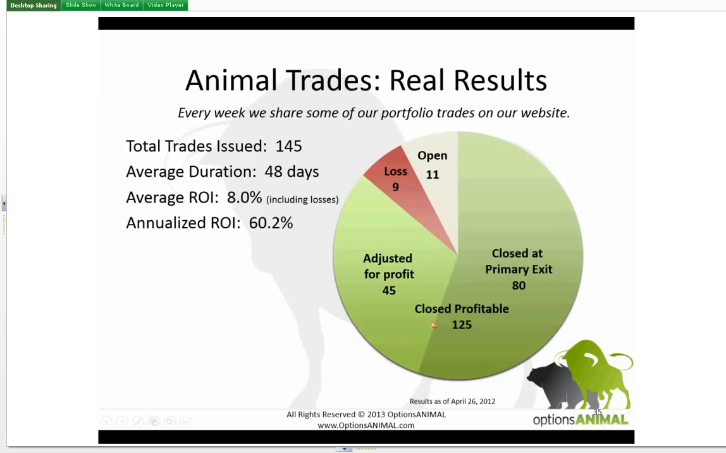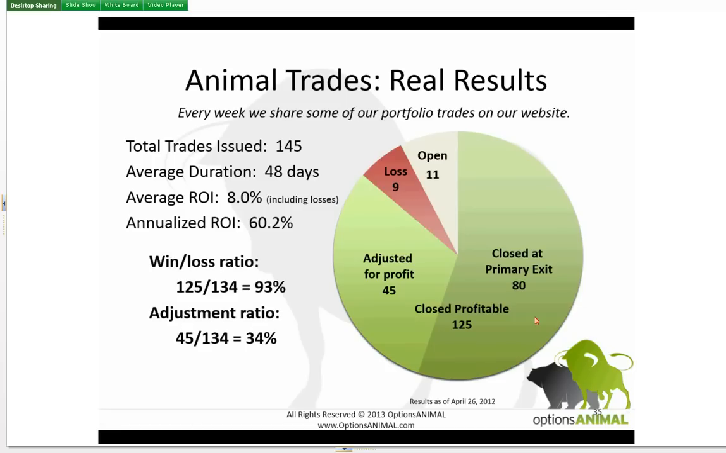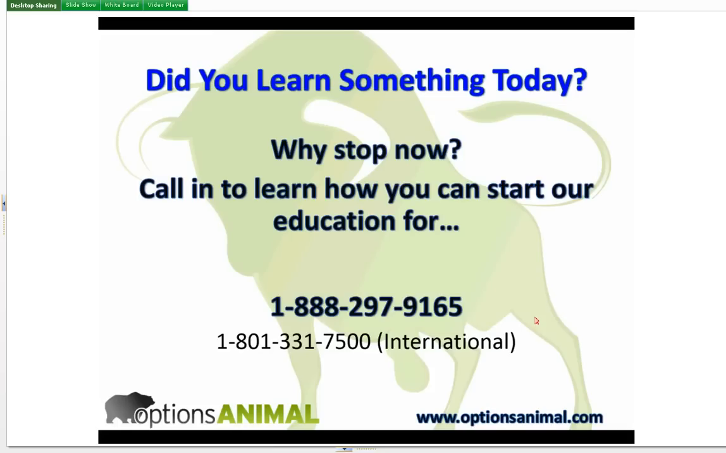So fully 45 of these 145 trades needed to be adjusted in order to get a profit. We still had a pretty good record over here. 80 out of the 145 were profitable at their primary exits. But we've got a win-loss ratio of 93% on the 34 requiring adjustment. So with that, I went really fast, and I think I went over.